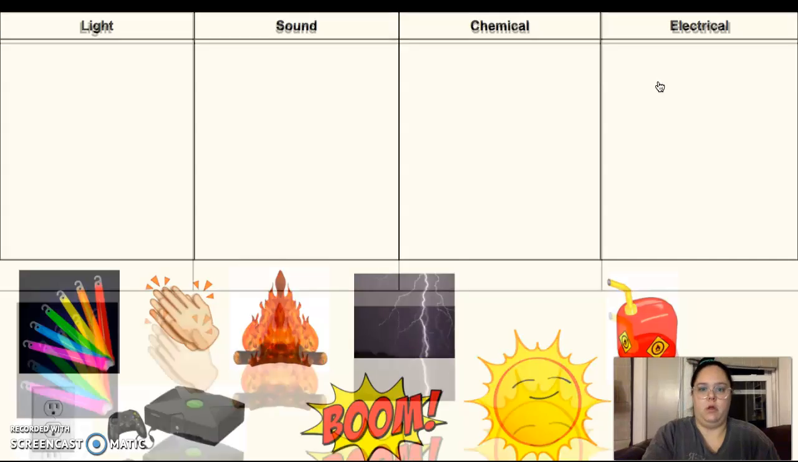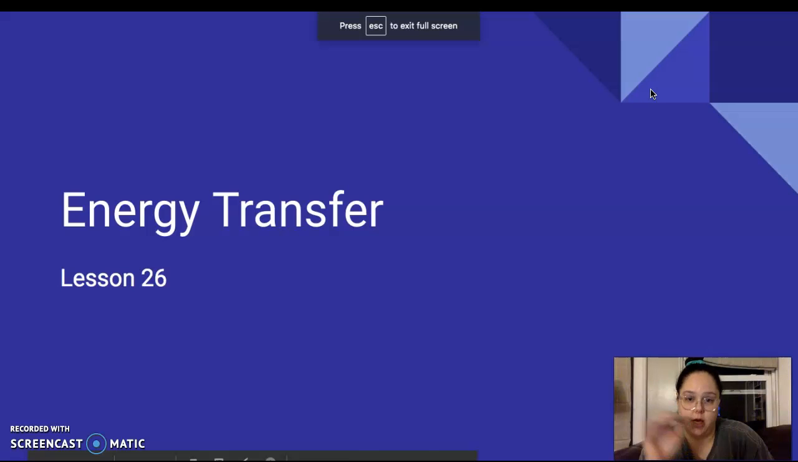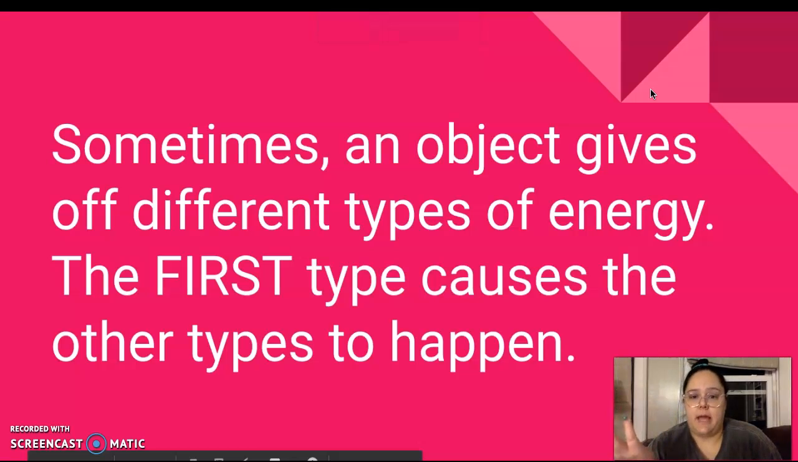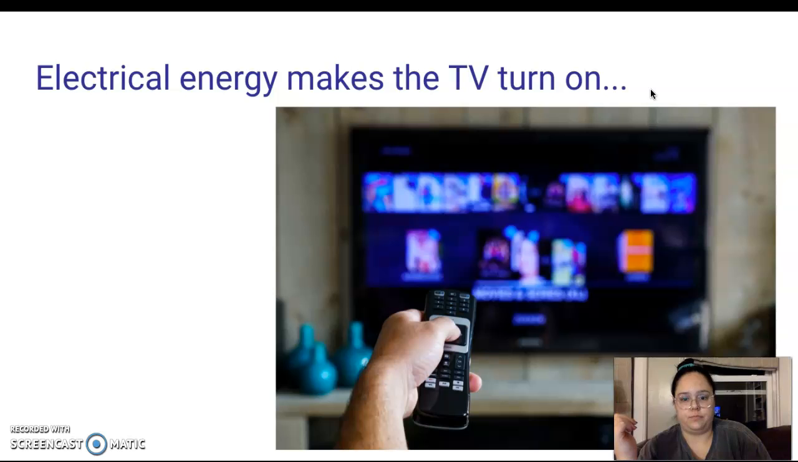Okay, so today we're talking about energy transfer. That's when one type of energy turns into a different type of energy. So sometimes an object gives off different types of energy. We talked about how the sun gives off light energy, but it also gives off heat energy. We talked about how light bulbs give off light energy, but they're also powered by electrical energy. So the electrical energy causes the light energy to happen.